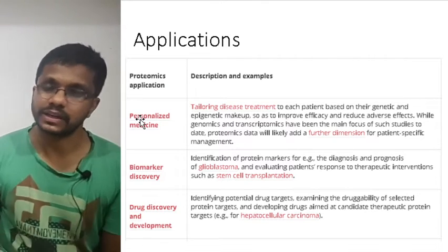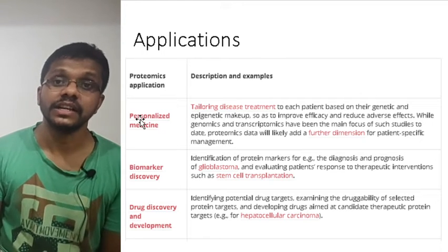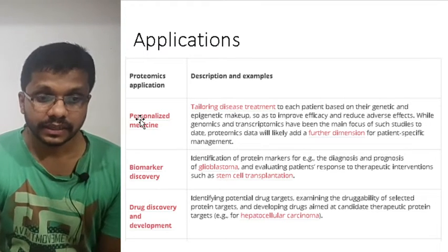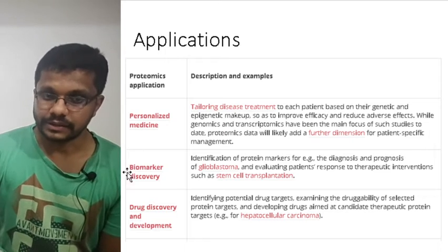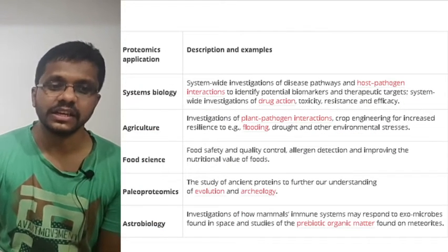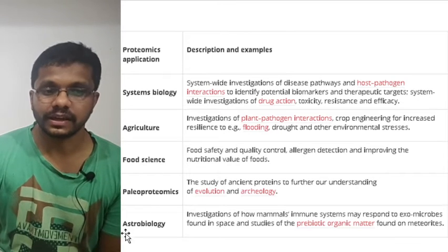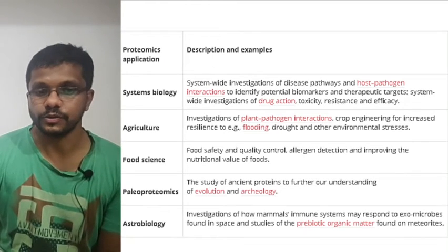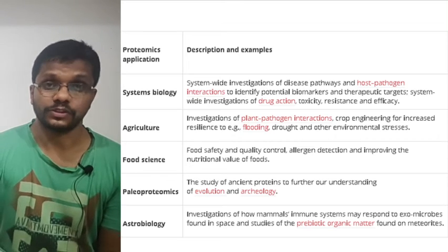So using this biomarker, we can identify the presence of disease very much ahead of time. Then it's used in drug discovery and drug development. Then systems biology, agriculture, food science, pleioproteomics, and astrobiology, everything actually uses these proteomics approaches.